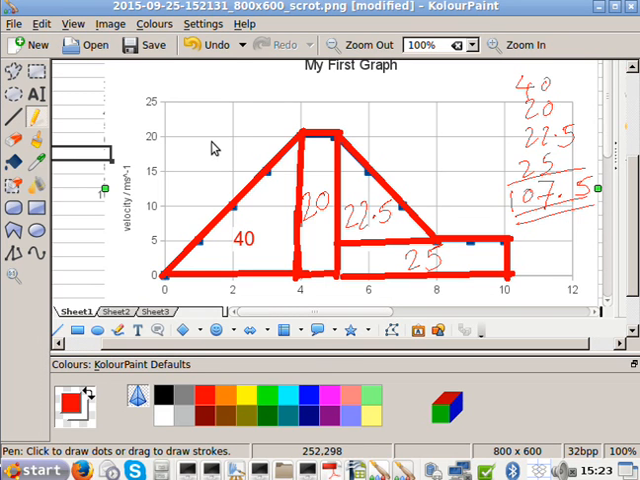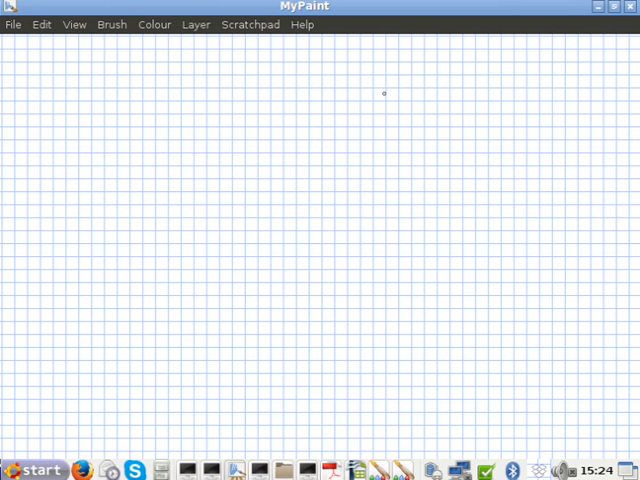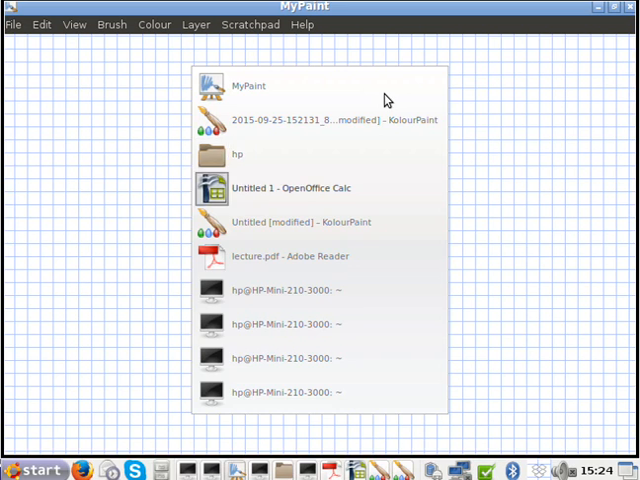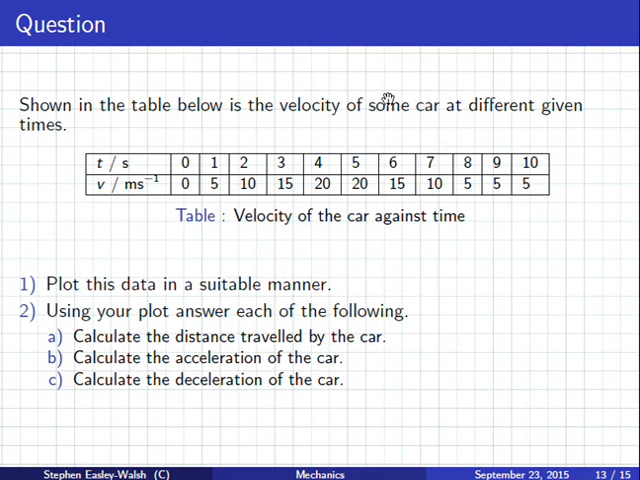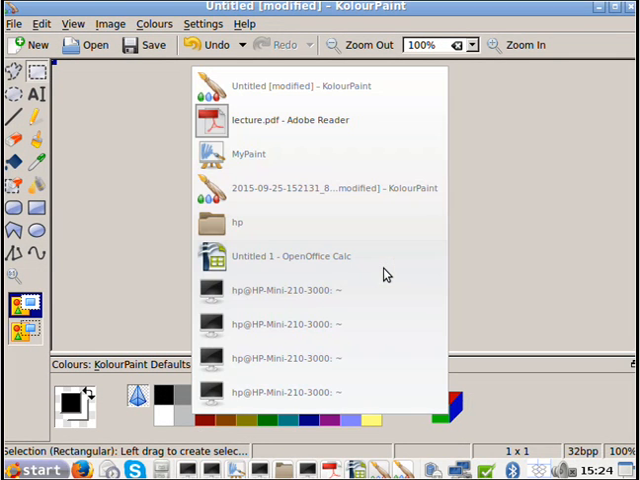So this car travelled 107.5 meters. That is how far it travelled. Look, it's ugly, but it's correct. Now the next question I asked was the acceleration. So you need to calculate the slope. So let's go back to our beautiful diagram.